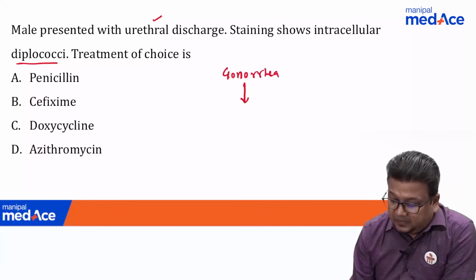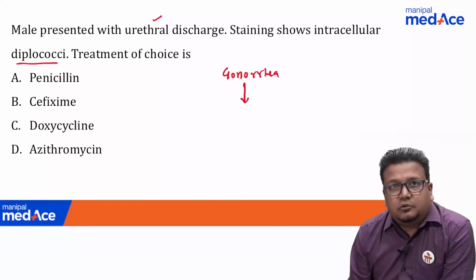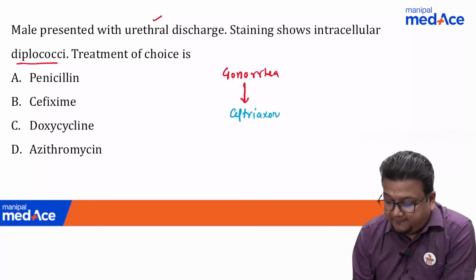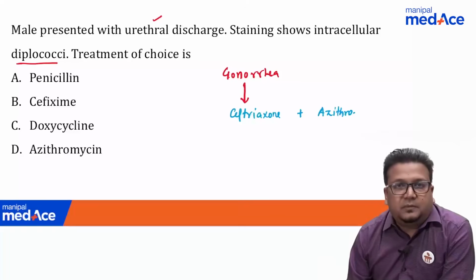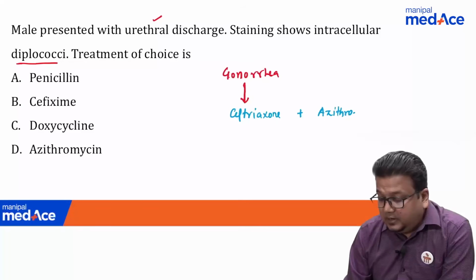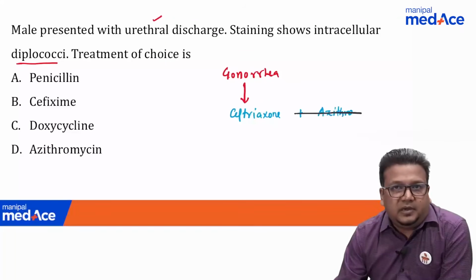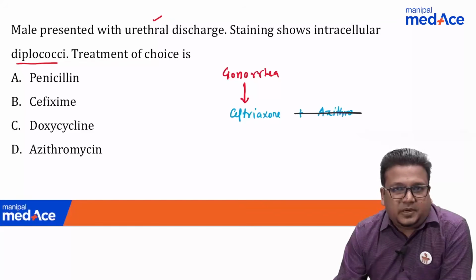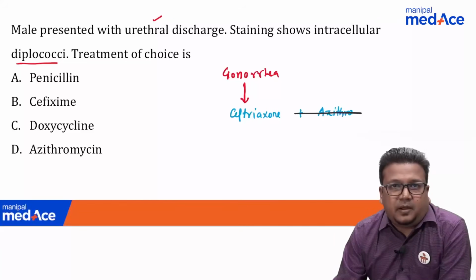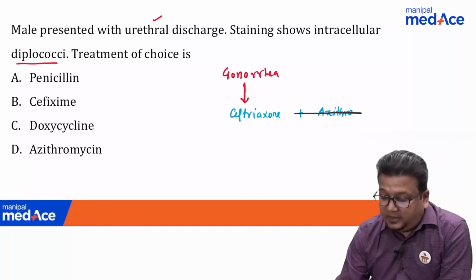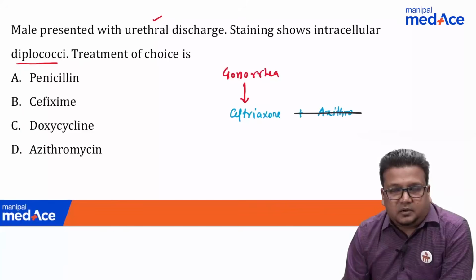So for gonorrhea, see earlier, 2 or 3 years prior, we used to give a combination of ceftriaxone plus azithromycin. That was the treatment a couple of years ago, but now it has been asked previously, I think last year only, that azithromycin is no longer recommended for the treatment of gonorrhea. We can simply give ceftriaxone, and if we suspect that the patient also has chlamydia, then we can add doxycycline, but there is no indication of chlamydia, so it is the ceftriaxone which would be the drug of choice here.